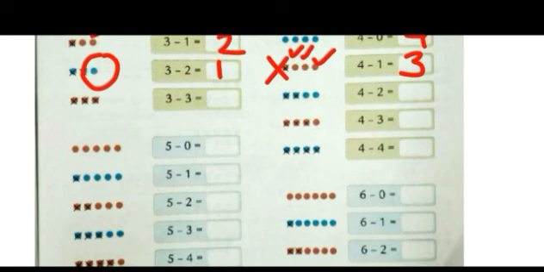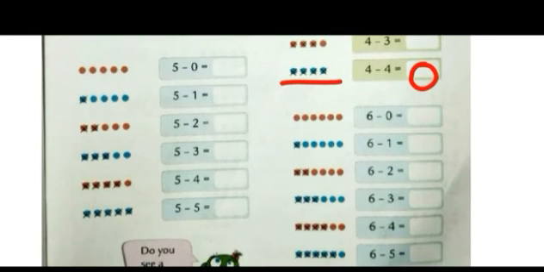Now see this last one. 4 minus 4. 4 blue dots were there. And out of that, all 4 we have to cross. How many are left? Nothing will be left. 4 minus 4 is 0. Okay, scholars? Now, see the number combinations of 5.